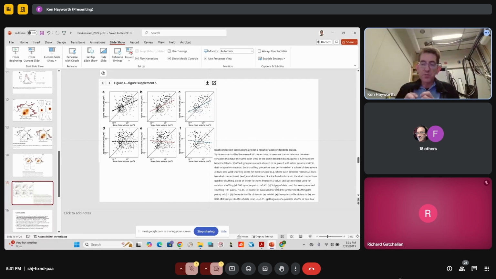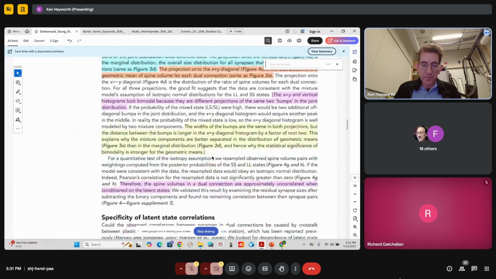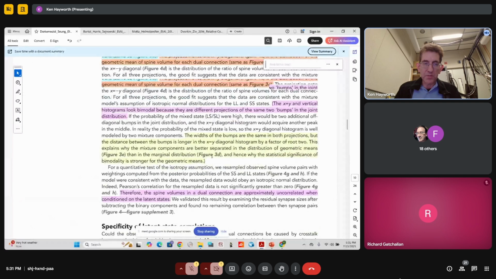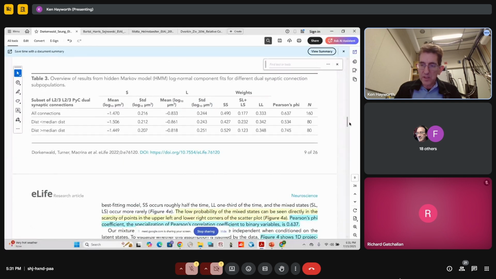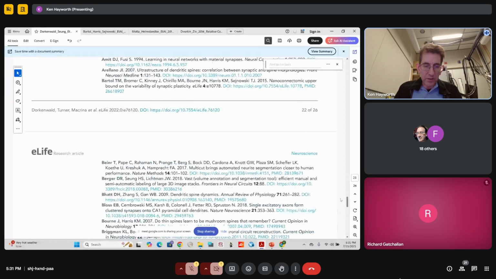axon preserved pairs. And so what that means, they have a better figure here. I'm going to jump to it. Oh, they don't have a better figure here. Is it in a supplement? I think it was in the supplement. Oh, darn. It was in the supplement.